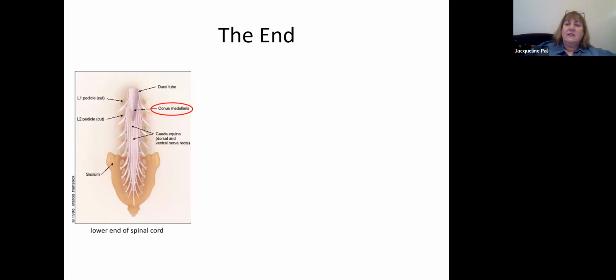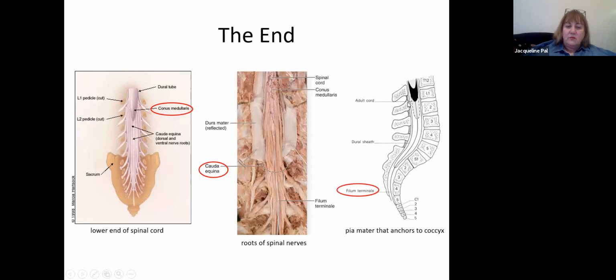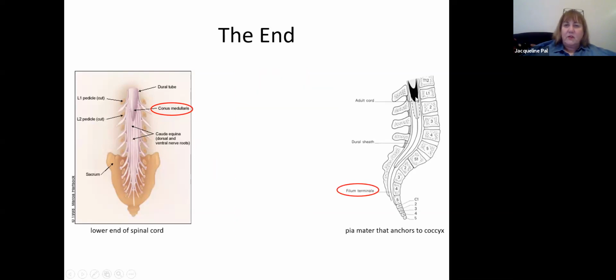Let's look at the inferior end of the spinal cord for a moment. And if you look at the end of the spinal cord, it tapers into a little cone head, a little pointy thing called the conus medullaris. Okay? And then there are a couple other structures associated with the conus medullaris. The first one comes right from the middle of the conus medullaris, and it's a piece of pia mater which goes all the way down towards the coccyx and anchors it.